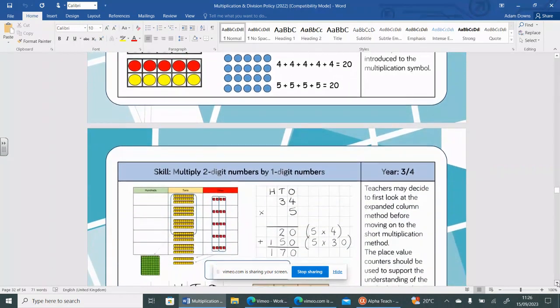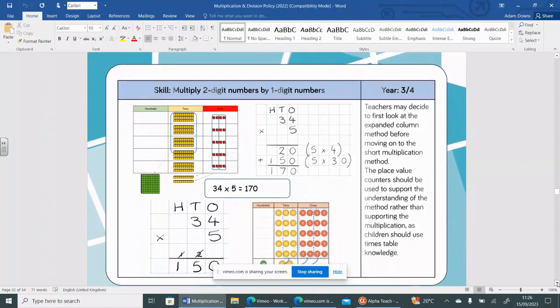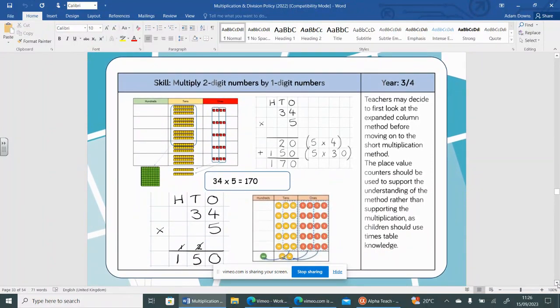So then as your child progresses into year 3 and year 4, we are starting to look at some formal methods for them to use. So that's what these are here, formal methods for them to have a little go at. So still got the same question, 34 multiplied by 5, that equals 170. And there's different ways in which your child might be able to calculate that.